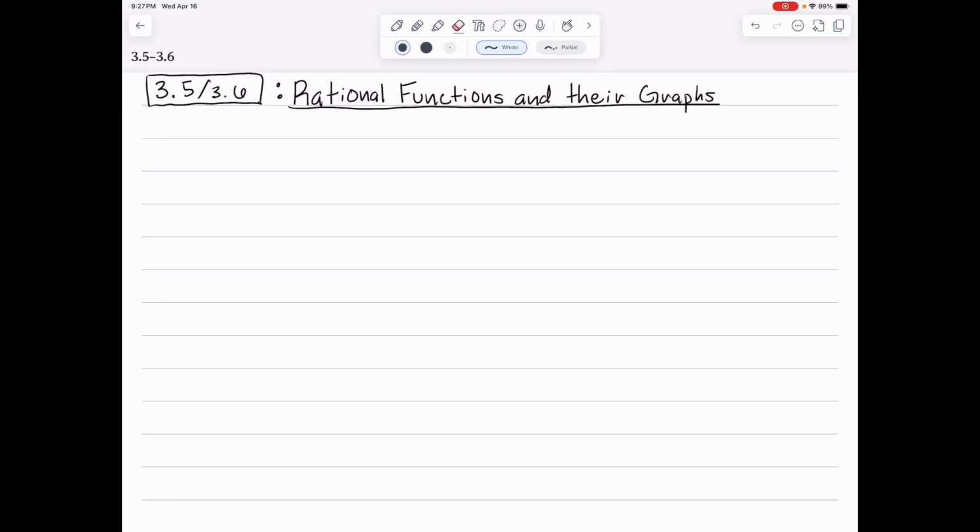Hi everyone, this is Professor West, and we're going to be doing 3.5 and 3.6, which is rational functions and their graphs. I would like to ask you to bear with me, as writing on my iPad is not as good as writing on paper or on the board. So anyway, we are going to start with the definition of a rational function.